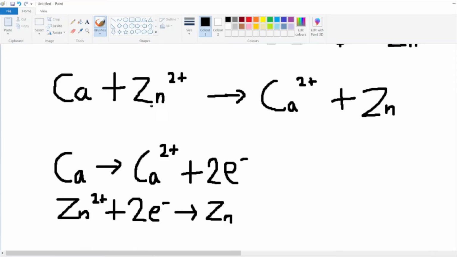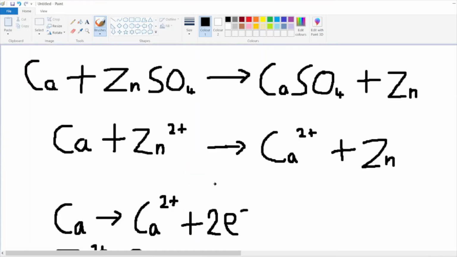But again, this is higher tier. The ionic equations, the half equations, the idea of a redox reaction is all higher tier. The actual displacement reactions aren't, but the rest of it is.